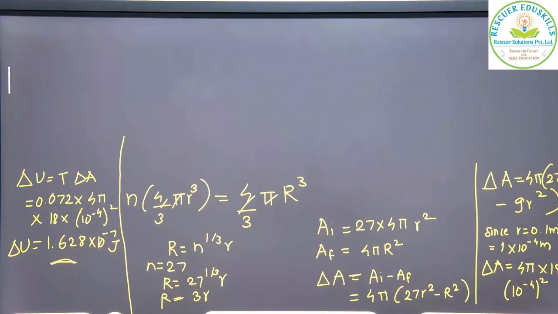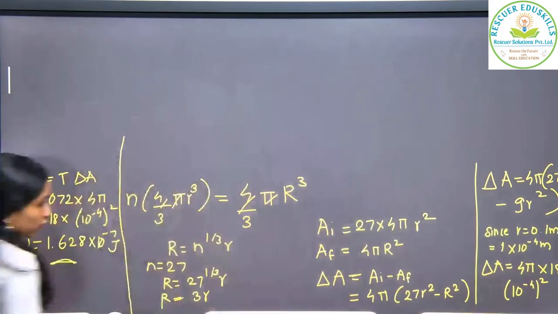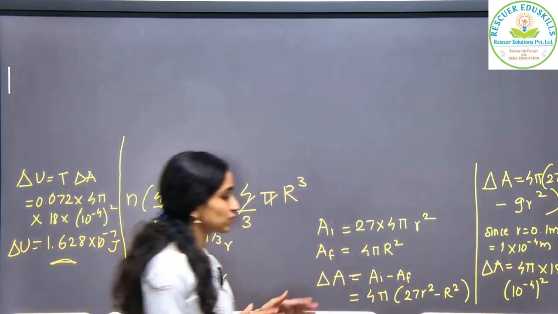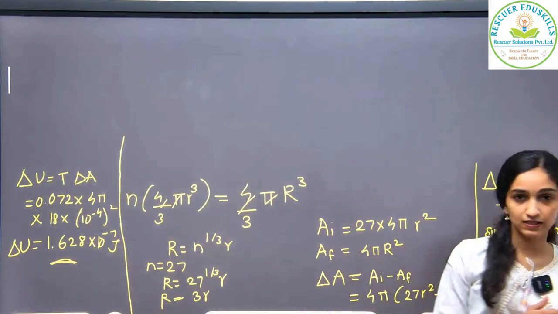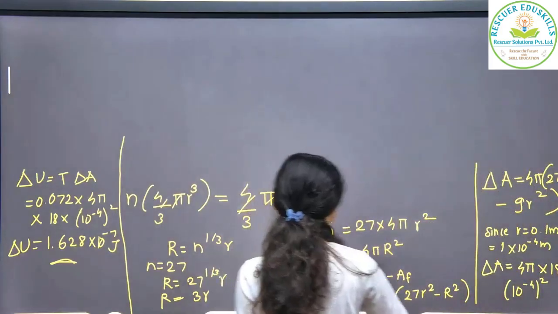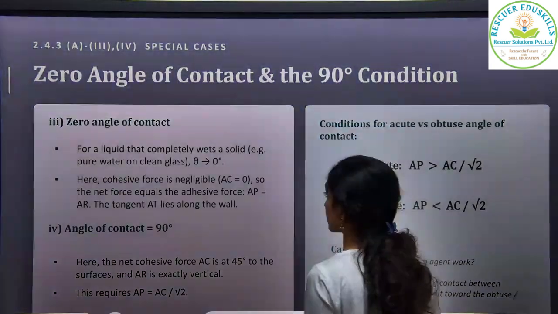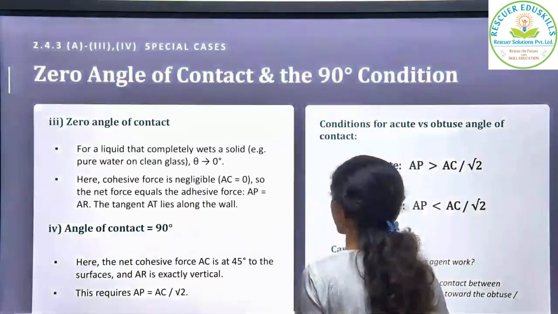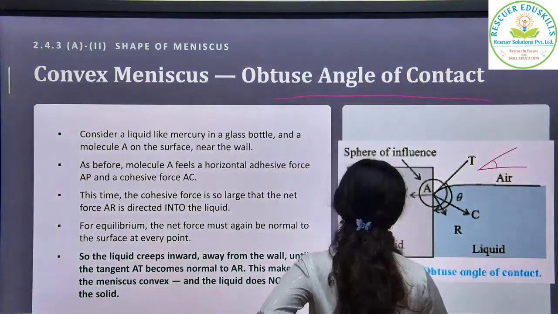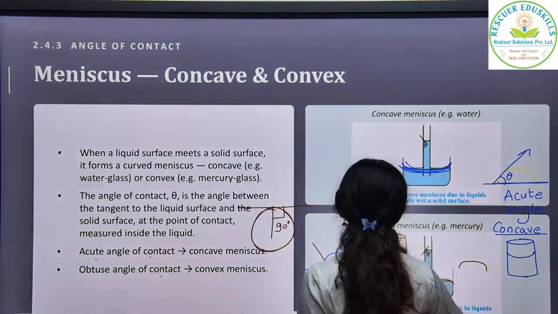Okay, so is this done? I hope that this is clear. So now in this lecture, we studied about the meniscus. What is concave meniscus, convex meniscus? What is zero angle of contact and angle of contact? What is 90-degree angle of contact? Okay. So I hope you understood all of this.